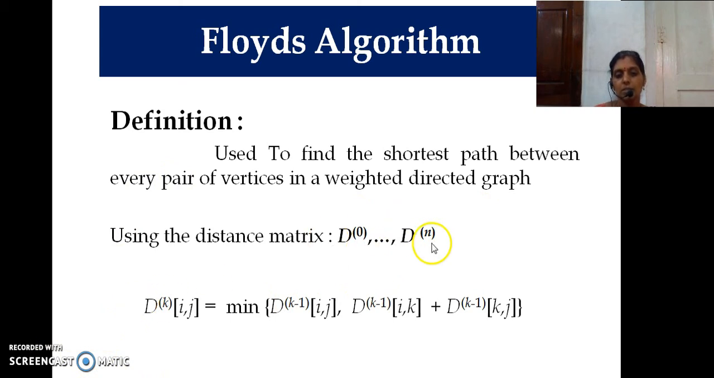For finding the distance matrix we use the formula, where k is any intermediate vertex between i and j, and we find the minimum among the given values. If the given value is smaller, we keep it as it is. If it is infinity, we make it the sum of ik plus kj.